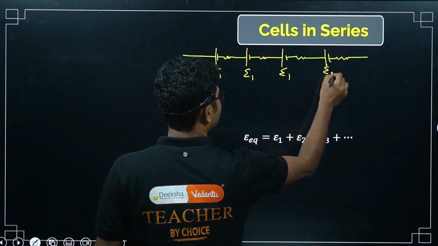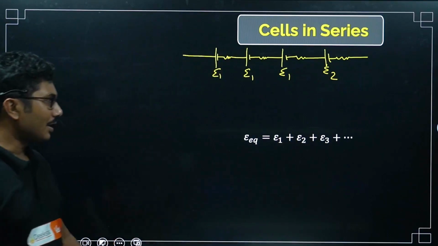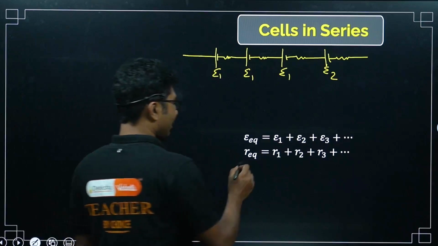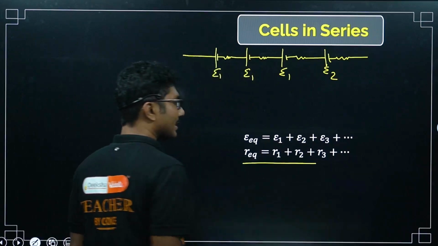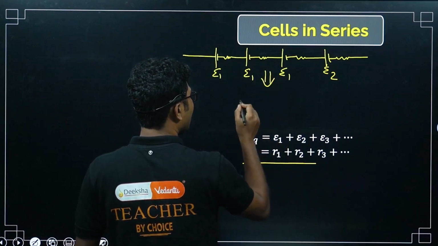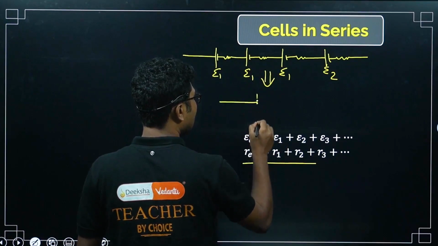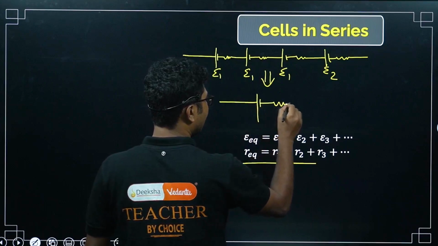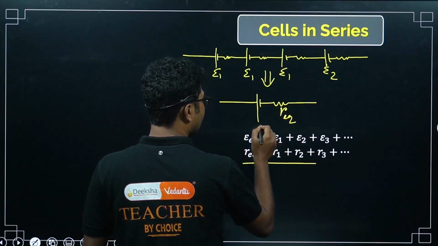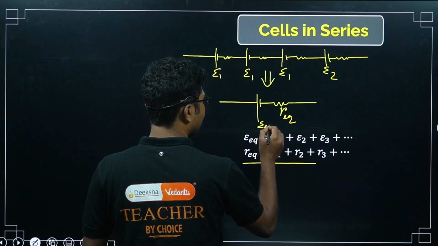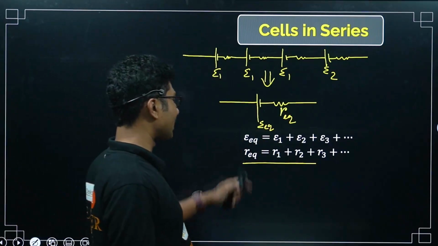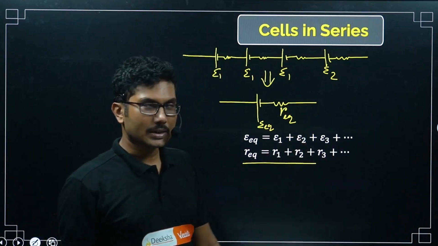EMF is given by this formula: epsilon 1 plus epsilon 2 plus epsilon 3, and the equivalent resistance of the cell is given by this formula. So what is the meaning of that? If we replace this entire combination using only one single cell, then this internal resistance is Req and this EMF is epsilon eq, which is epsilon 1 plus epsilon 2 plus epsilon 3.